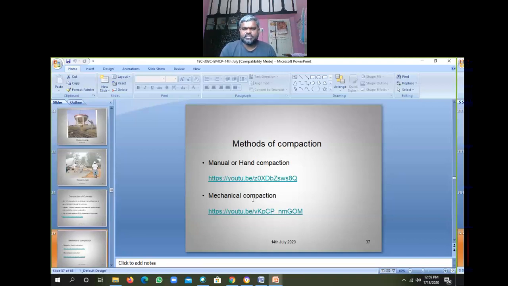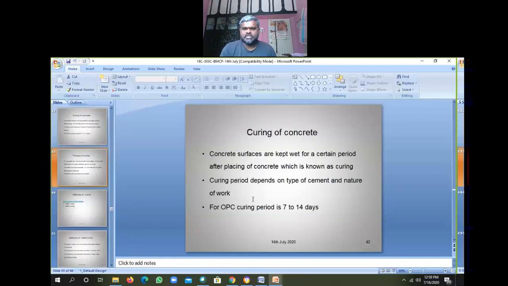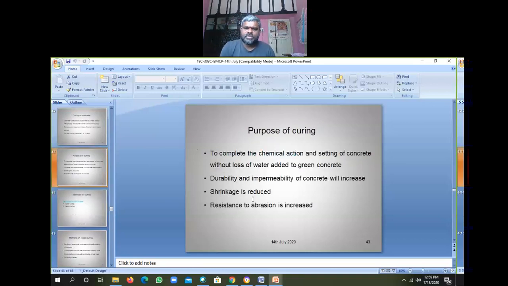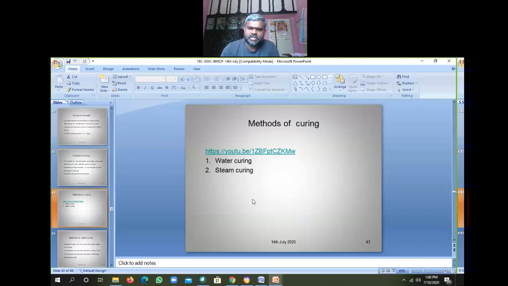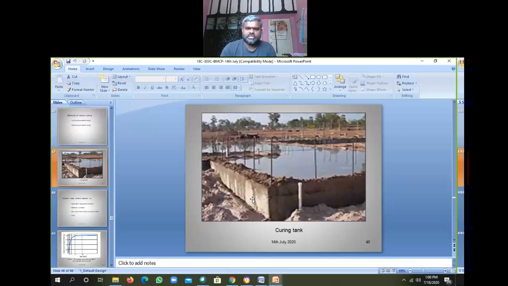So the mechanical method is by using a needle vibrator, plate vibrator, or different vibrators. Next is curing. Curing means to complete the chemical reaction and setting of the concrete without loss of water added to the green concrete. So curing is done by water curing, steam curing, membrane curing. There are different types of curing also seen here.